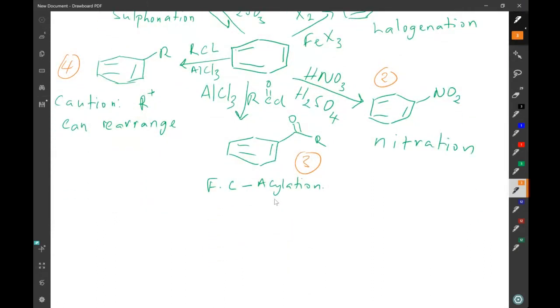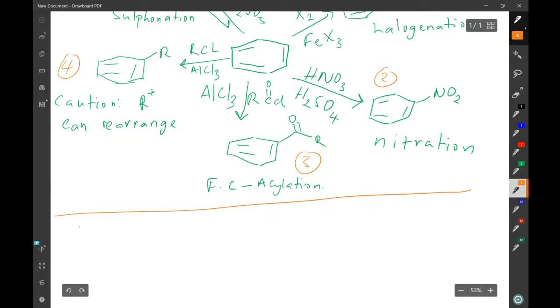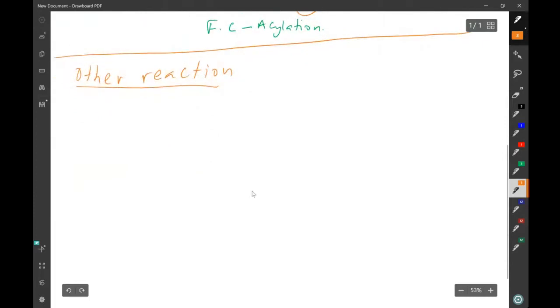Now, in addition to this electrophilic substitution reaction, there are other types of reactions that benzene can undergo. The first type of reaction we'll look at is reduction. A reduction is simply an addition of hydrogen atoms. In this class, we have studied two types of reduction. One is the use of hydrogen in the presence of a metal. That metal could be palladium on carbon, or it could be hydrogen in the presence of nickel. Either of them is the same. That's the first type of reduction.